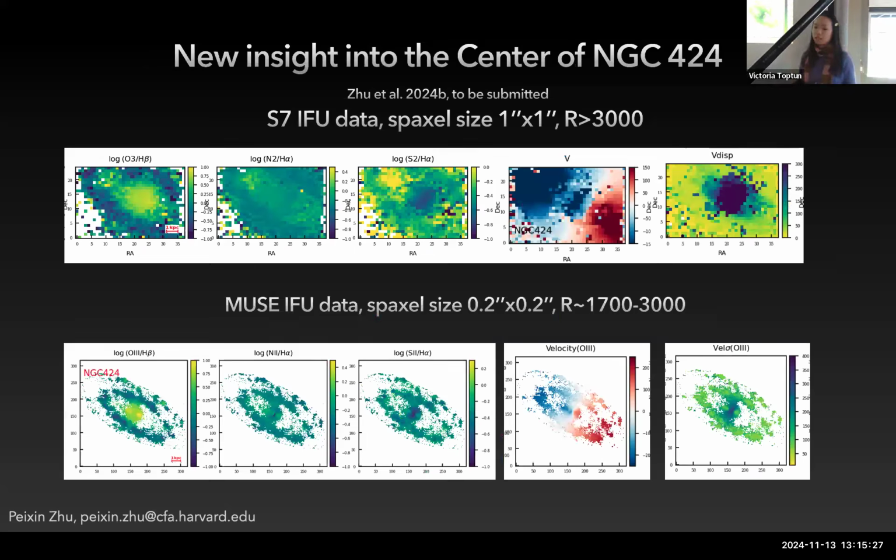And at last, I'm showing you two more examples of performing this separation work on two more galaxies. This one is showing you NGC 424, and the top panel is showing you S7 data, which has a coarser spatial size of 1 arcsecond per pixel. And then the bottom is the MUSE data, where they have higher spatial resolution.